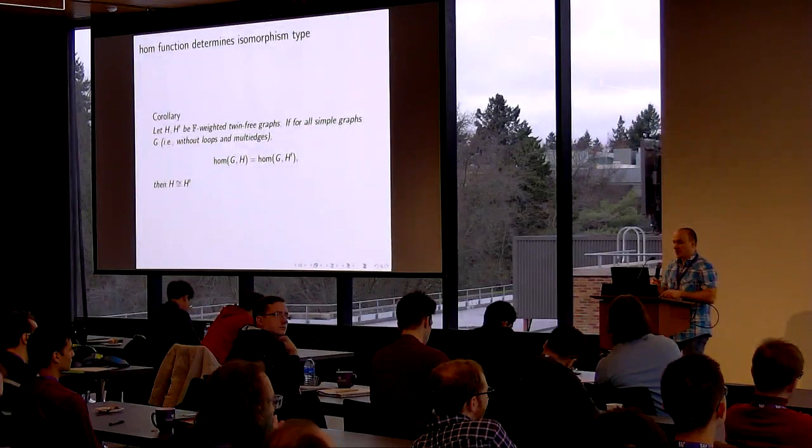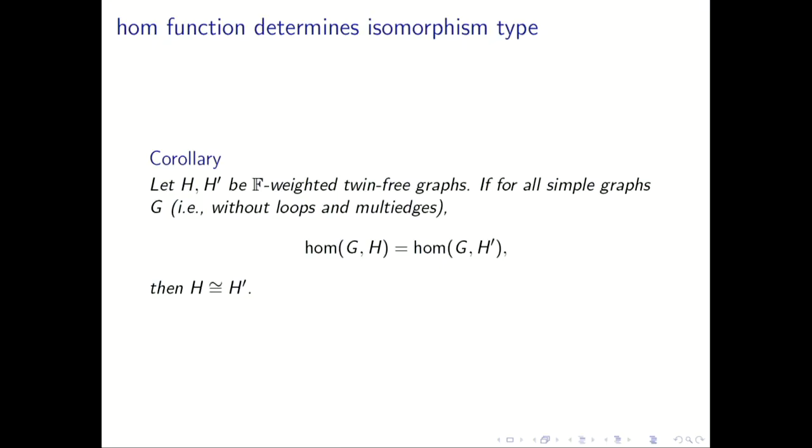So restricting our result to 0-labeled graphs, we get that every twin-free weighted graph is uniquely determined up to isomorphism by its function hom. So now let's proceed to the outline of the main proof.